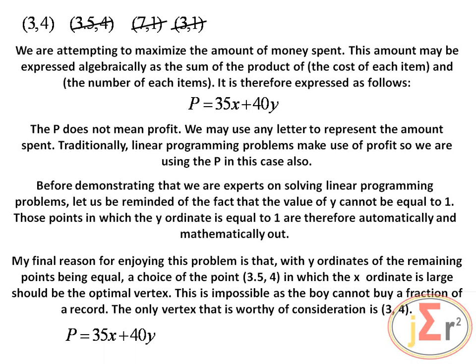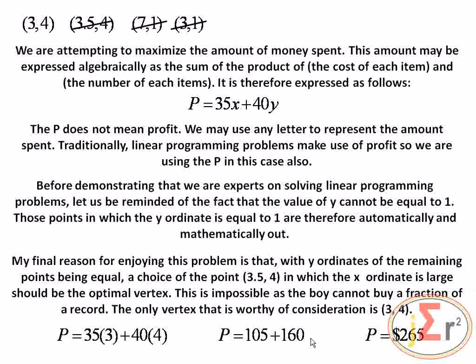So P is 35x plus 40y. That is our objective function, in that we introduce our values 3 and 4 in their respective places, and our solution is P is $265, and that is the amount, the maximum amount that will be spent.